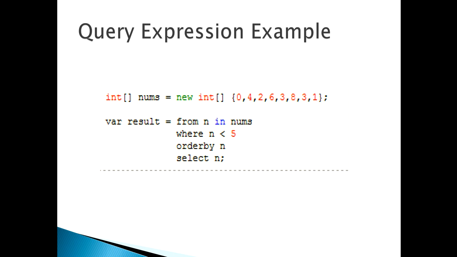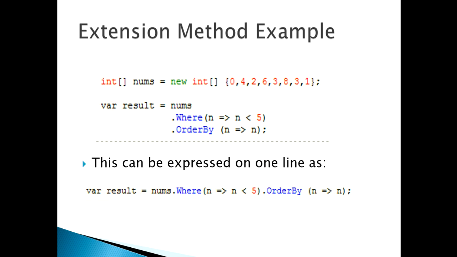So the earlier example, and this one again: from n in nums, where n is less than 5, we're going to order by n and then select all the n's, all the values. And so that would give us basically everything that we would need. But note that we could write the exact same query just with extension methods. One of the biggest differences with an extension method is we have to use lambdas. We have to use these expressions that describe like y equals f of x, okay?